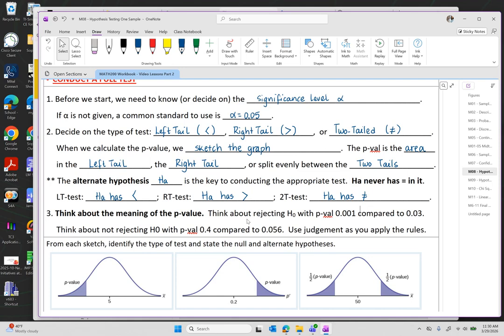So the p-value will be the area in the left tail, the right tail, or split between the two tails, depending on the type of test that you are conducting. And you want to be critical of your p-value in a real statistical analysis. You want to be very critical of your p-value. If your p-value is really smaller or larger than alpha, then you have sufficient evidence.